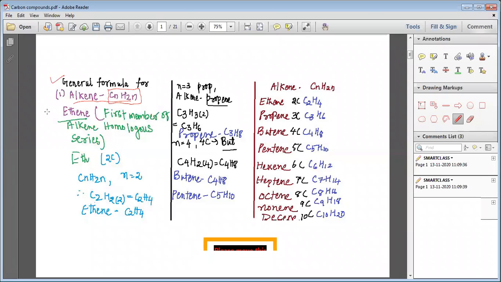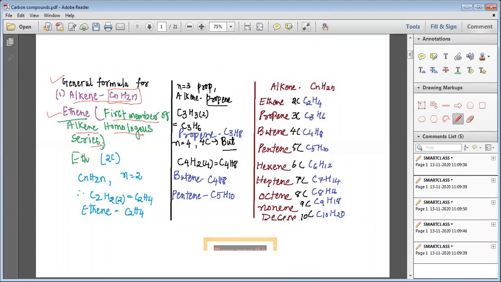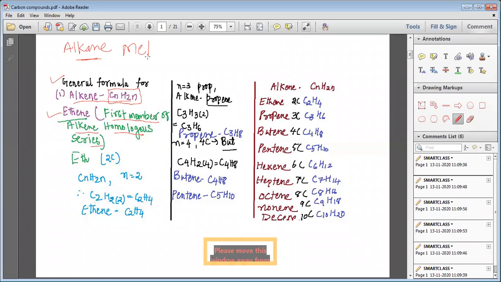CnH2n. Ethene is the first member of the alkene homologous series. Now, when we studied the alkanes, my dear students, the first member was methane, and methane has only one carbon. But we know that alkenes have at least one C double bond C, and to have at least one C double bond C, we need two carbons. And that is why the first member of alkene is ethene, where we have two carbons.